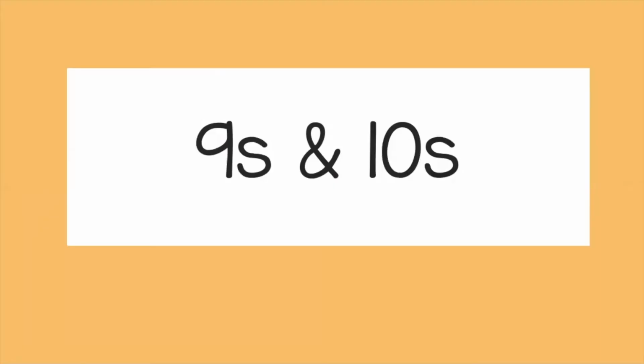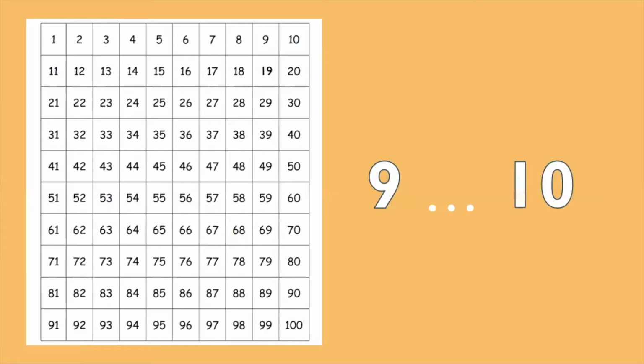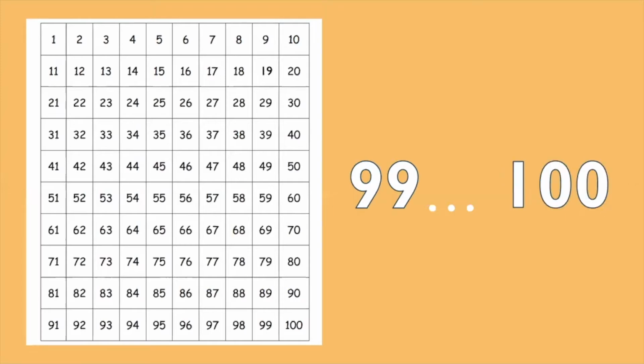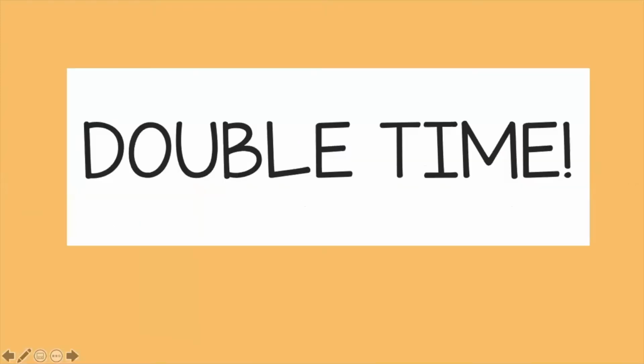Nines and tens. 9, 10, 19, 20, 29, 30, 39, 40, 49, 50, 59, 60, 69, 70, 79, 80, 89, 90, 99, 100. Double time, get ready, go.